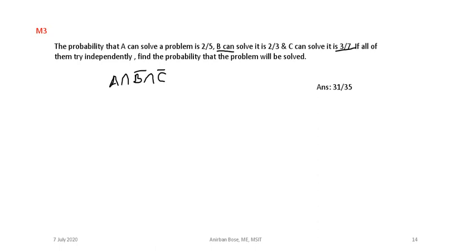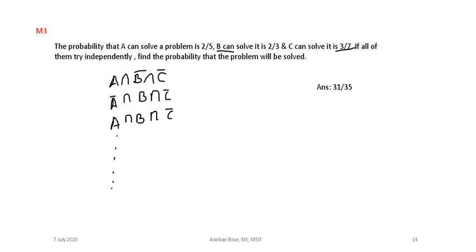Or the problem can be solved in this way: A will not be able to solve the problem, but B will be able to solve the problem, but C will not be able to solve the problem. Or A will be able to solve the problem, B will also be able to solve the problem, but C will not be able to solve the problem. Or all of them will be able to solve the problem. Or there may be many other cases, because all different combinations will give the answer.